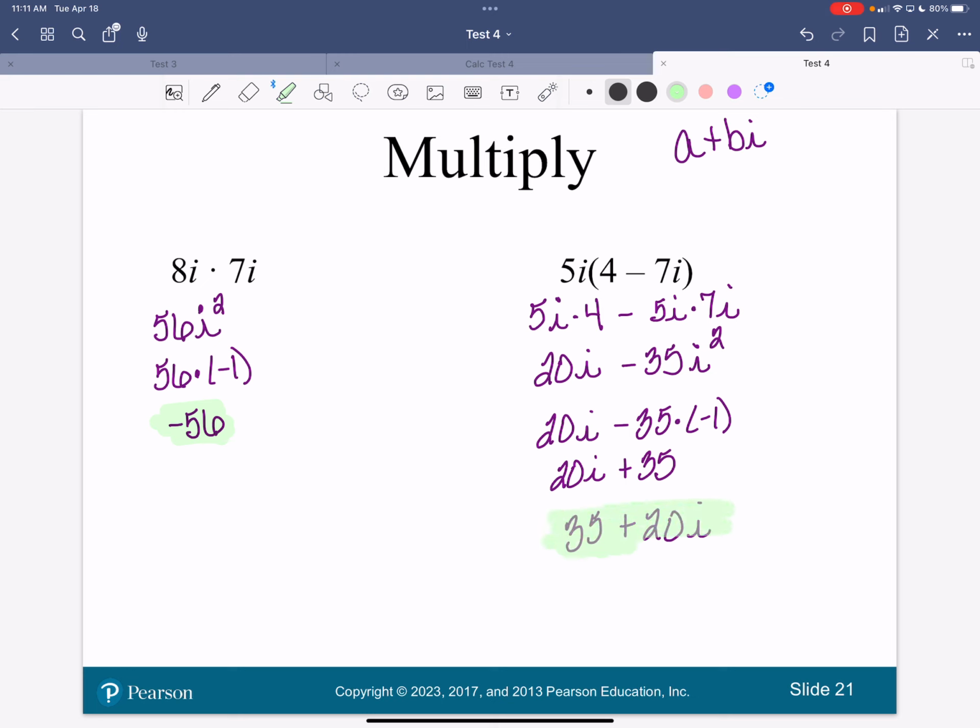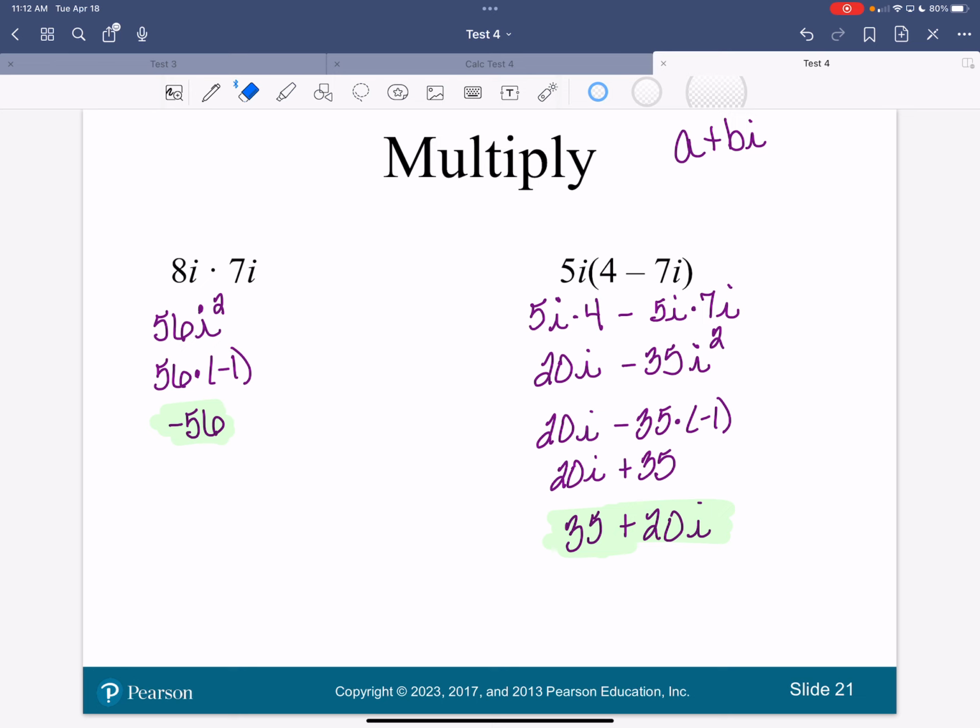So the only time that we'll simplify is when it says to simplify? When you've got i squared, that's when you're going to simplify, anytime you have i squared. If you have an i, you don't want to change it. But if you've got an i squared, you do. Okay, good question.